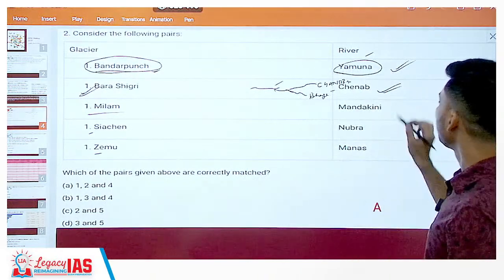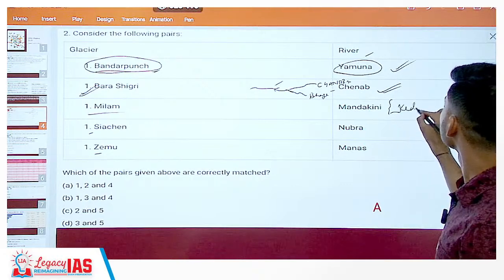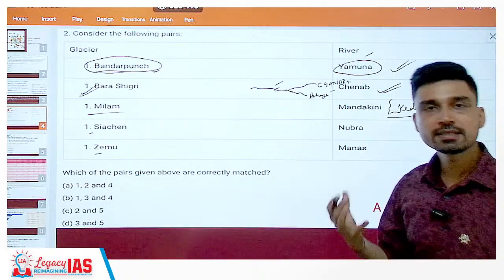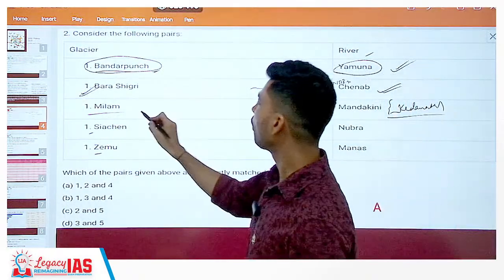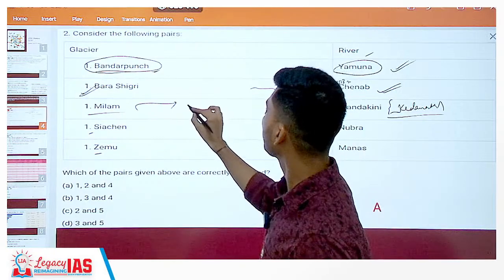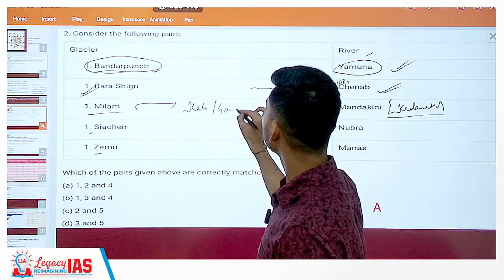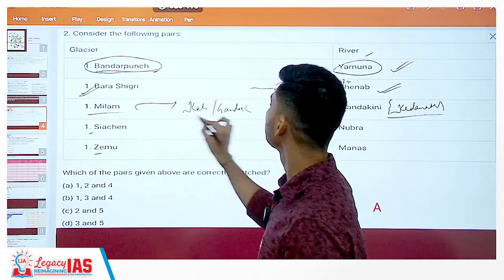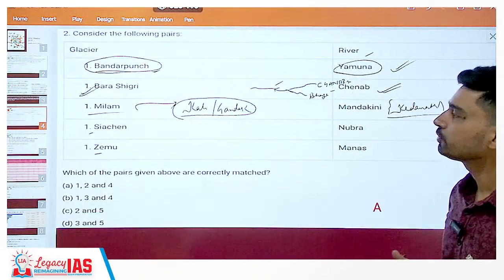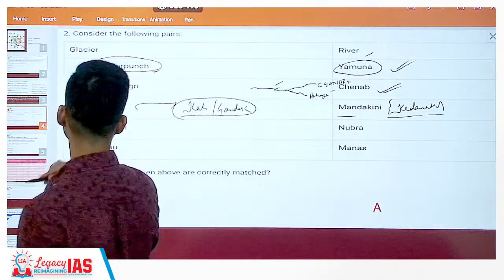Mandakini river actually originates from Kedarnath. And Milam Glacier is the origin point of one of the major tributaries of river Ganga, that is river Kali, which is also later referred to as Gandak river. So, Kali river originates from the Milam Glacier, not Mandakini river. So that means the third statement is incorrect.